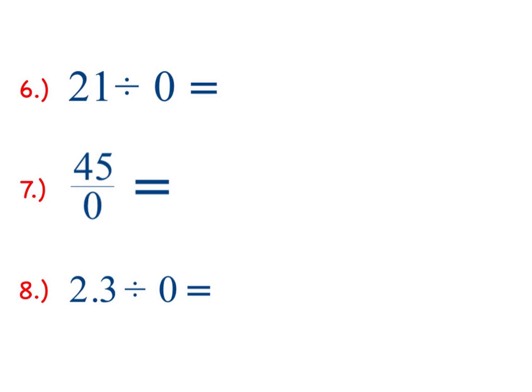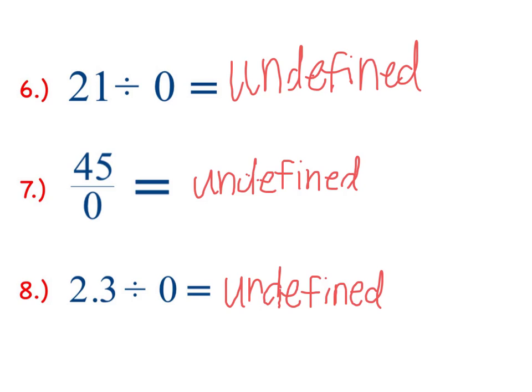So try some examples on your own. What is 21 divided by 0? What is 45 divided by 0? And what is 2.3 divided by 0? Pause the video if you need a moment. All right, the correct answers are, you guessed it, all 3 answers are undefined.